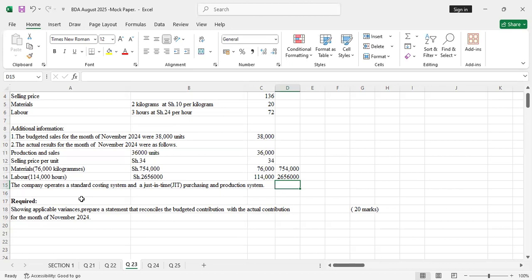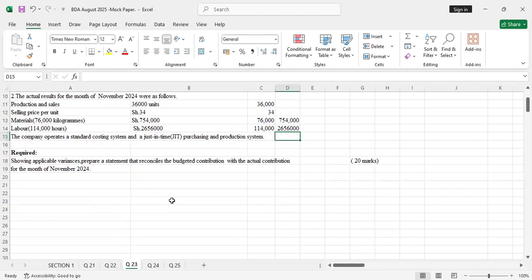The company operates a standard costing system and a just-in-time purchasing and production system. Required, showing applicable variances, prepare a statement that reconciles the budgeted contribution with the actual contribution for the month of November 2024. The mark is 20 marks.